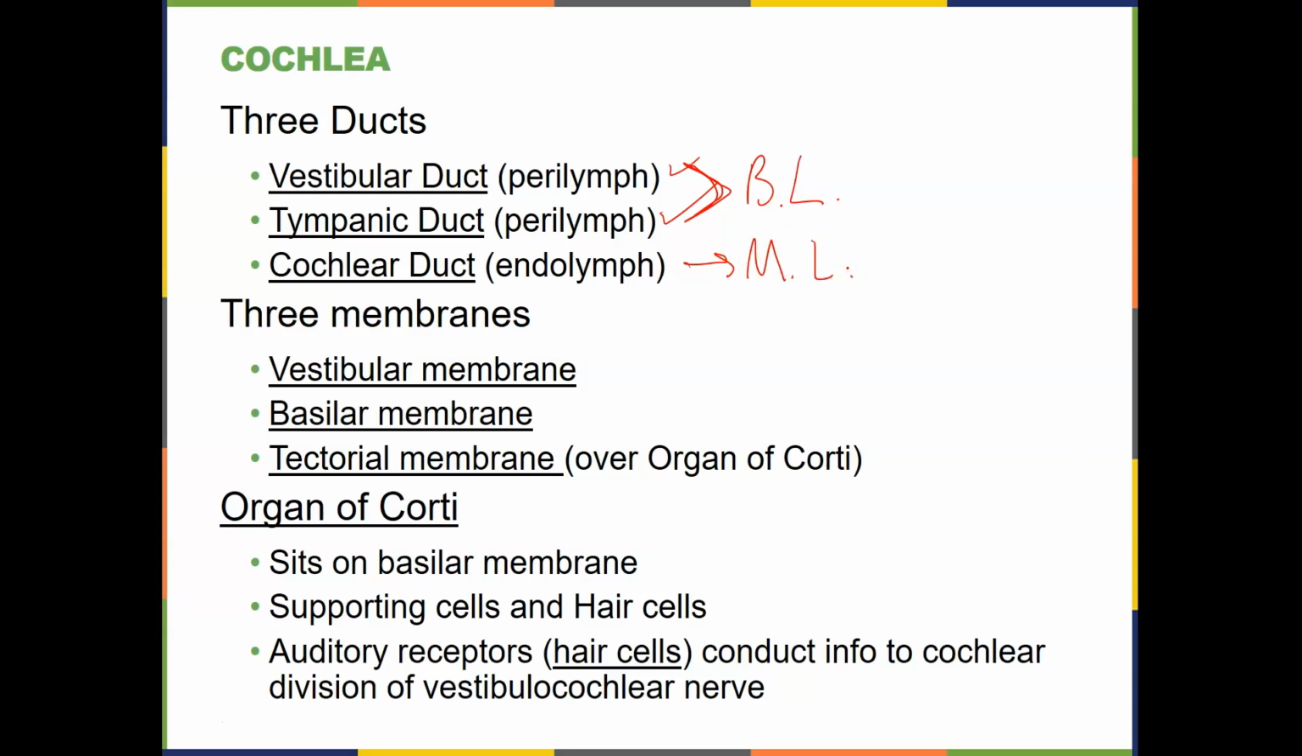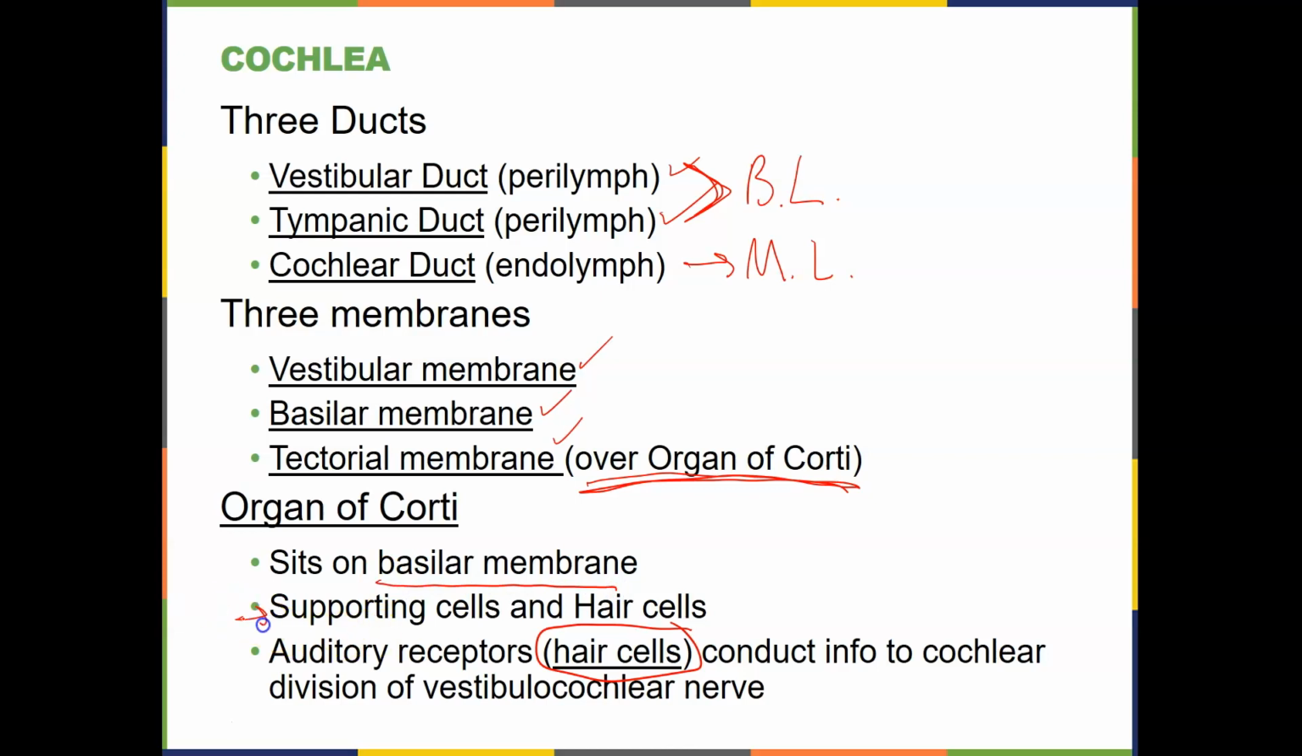Okay. Now, there are three membranes within the membranous labyrinth: the vestibular membrane, the basilar membrane, and the tectorial membrane. Tectorial membrane is over what we call the organ of Corti. The organ of Corti is where you find the hair cells that allow us to hear. So hair cells are embedded in the organ of Corti on what we call a basilar membrane, basically an epithelium, all right? The basilar membrane has supporting cells.